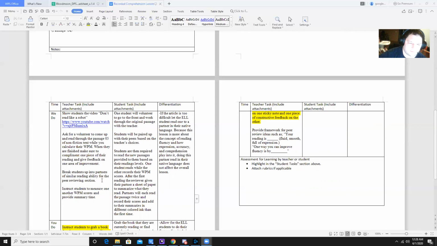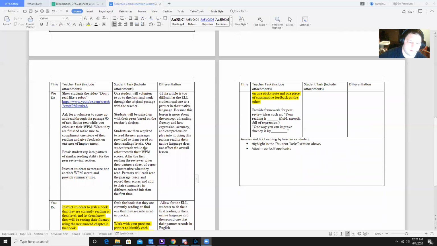And then after that, I would break my students up into partners. I have copies of passage 5, which I'll put in here before I print, that we would pass out to all the students. And then they're going to pair off and calculate each other's words per minute.